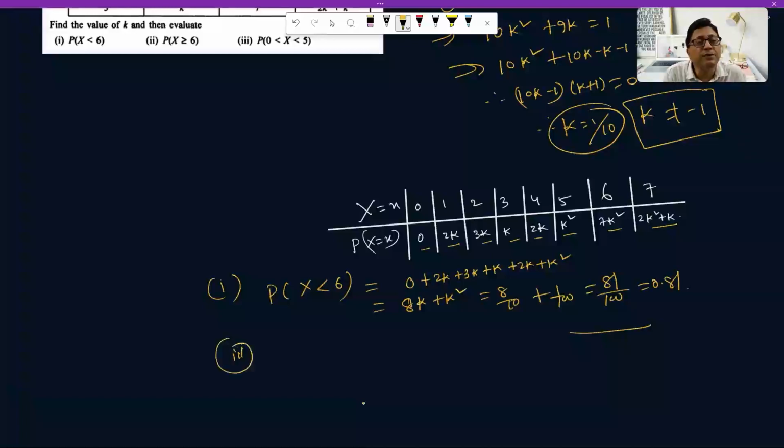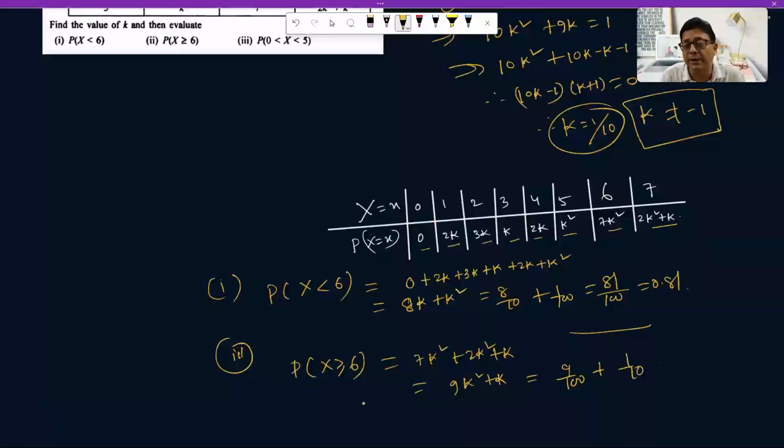P(X >= 6), how do you find? You can find it from the table. That is 7k square plus 2k square, this is nothing but 9k square plus k. That is 9 by 100 plus k, which is 1 by 10. So this is going to be 10, that is 19, 0.19 is the answer.